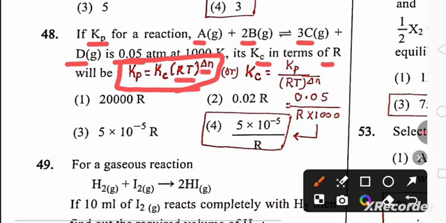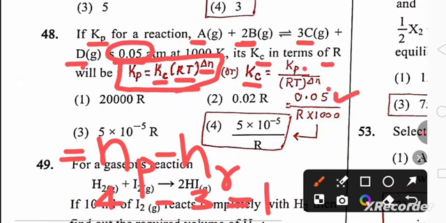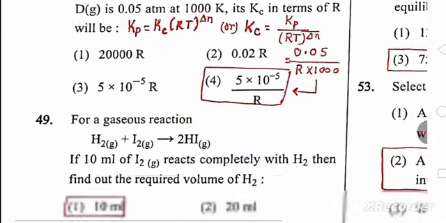For this particular reaction, delta n when you calculate by using np minus nr, here number of moles of products are 3C and 1D, that is 4, and number of moles of reactants 1A and 2B, that is 3. So 4 minus 3 is equal to 1. So delta n value will be 1. So when you find out Kc by using this formula, Kc is equal to Kp divided by RT to the power of delta n. Kp is given 0.05, and temperature is given, that is 1000. When you substitute, you will get the answer 5 into 10 raised to power minus 5 divided by R. So option 4 is the right answer for this question.